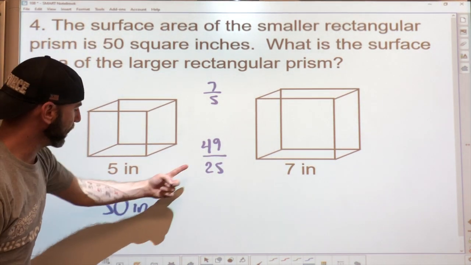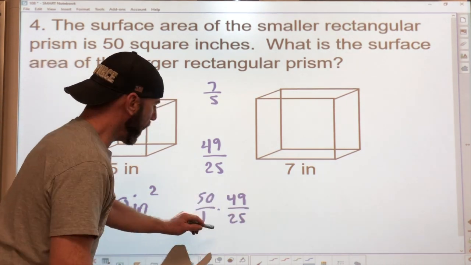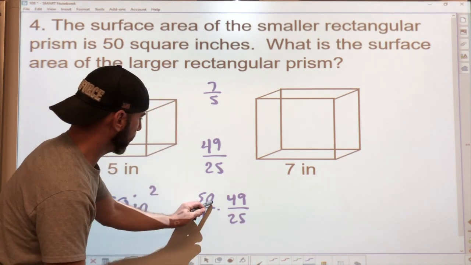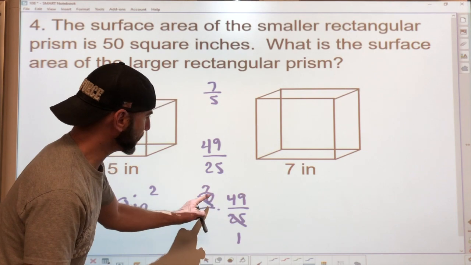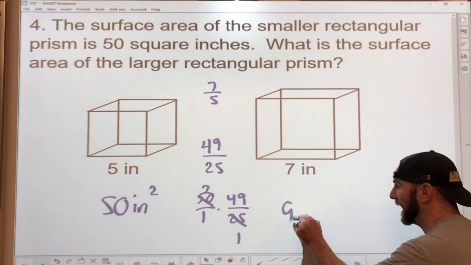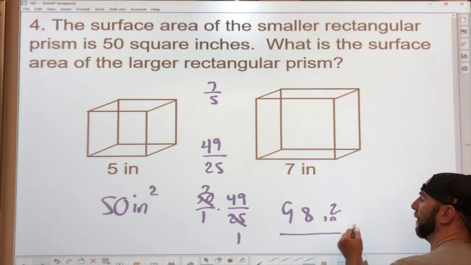Let's calculate the product of those two. Again, I recommend that you cross-reduce here. So this is going to become a 2. This becomes a 1. 49 times 2. So the surface area of this guy here is 98 inches squared.